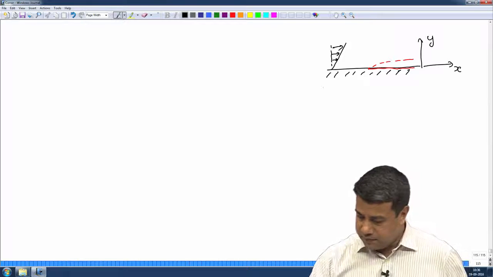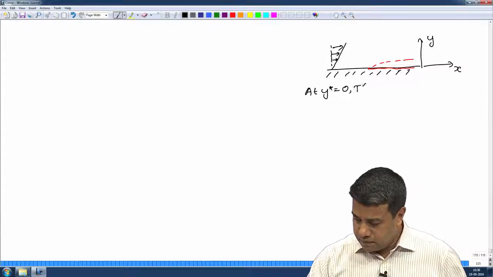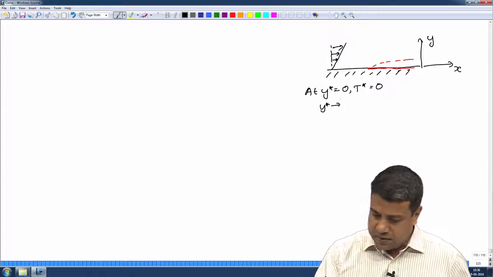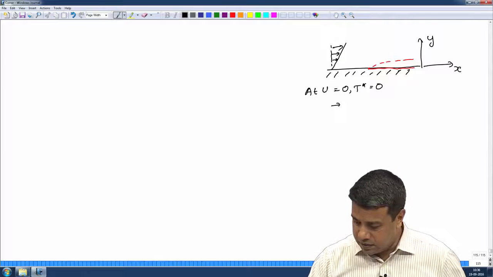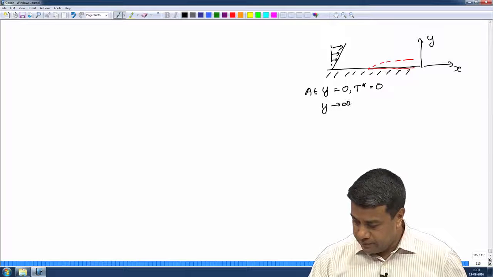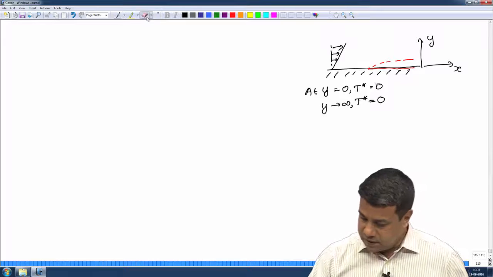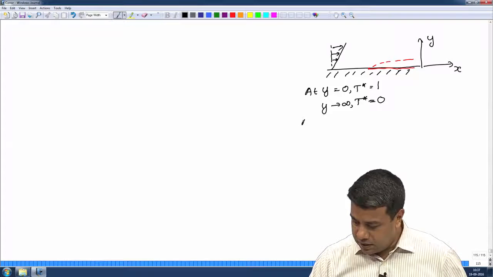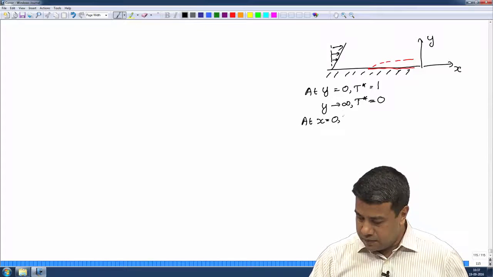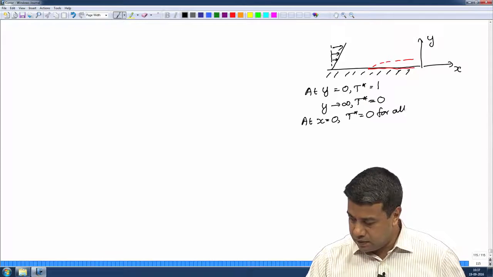And the boundary conditions. Let me just write it in dimensional form for the present. I will just tell you why I am doing that. At the surface itself, T star has to be 1, I am sorry, okay. And then at x is equal to 0, okay, T star is equal to 0 for all y.